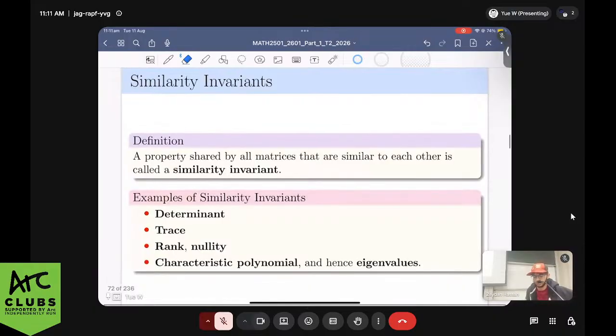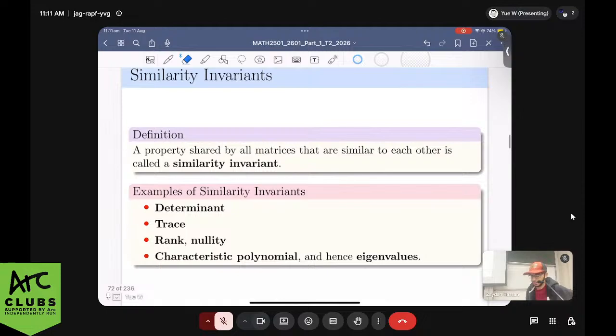Similarity invariance. Okay, these are pretty important. Determinant, trace, rank, nullity, characteristic polynomial, eigenvalues. These are all similarity invariants, which just means that if two matrices are similar, they will have these same properties. That's why we call them similar, because they have a lot of things in common.